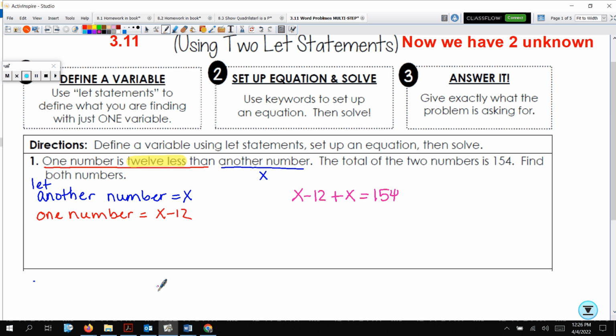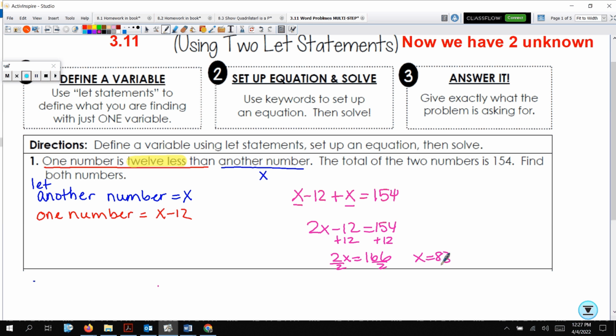You should be able to handle this, right? We're going to combine like terms. I have two x's here, so x plus x gives me 2x minus 12 equals 154. We're going to add 12 to both sides and get 2x equals 166. Divide by 2, and x equals 83.